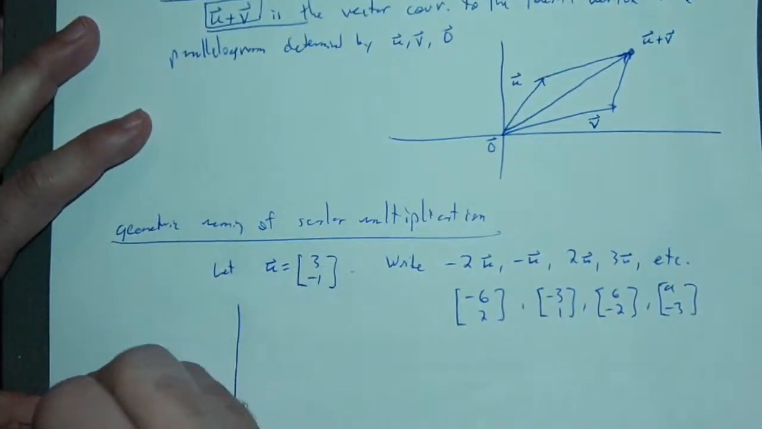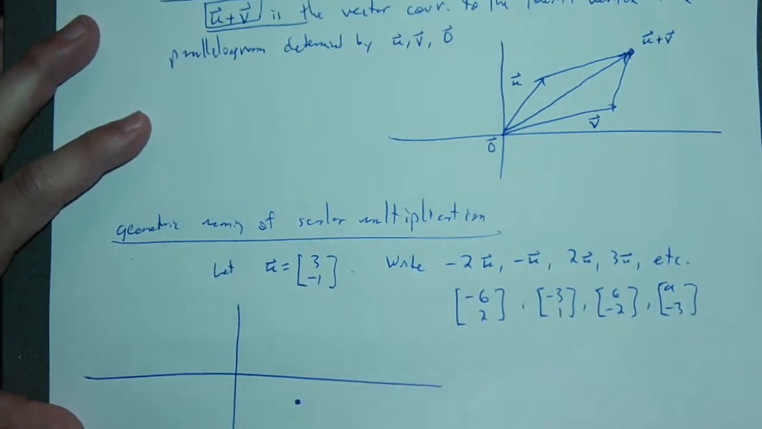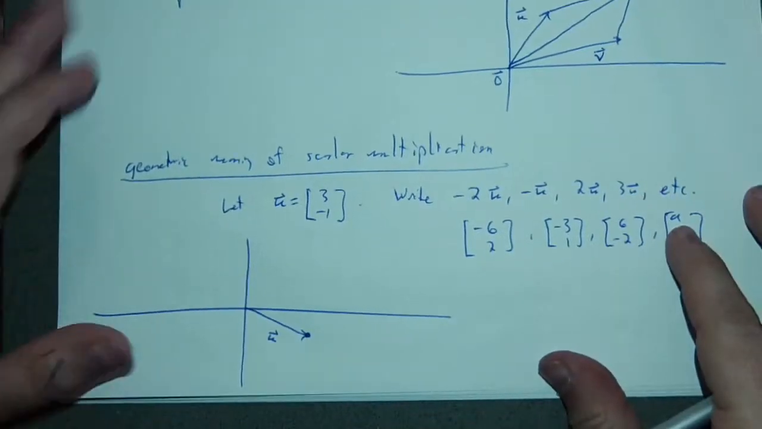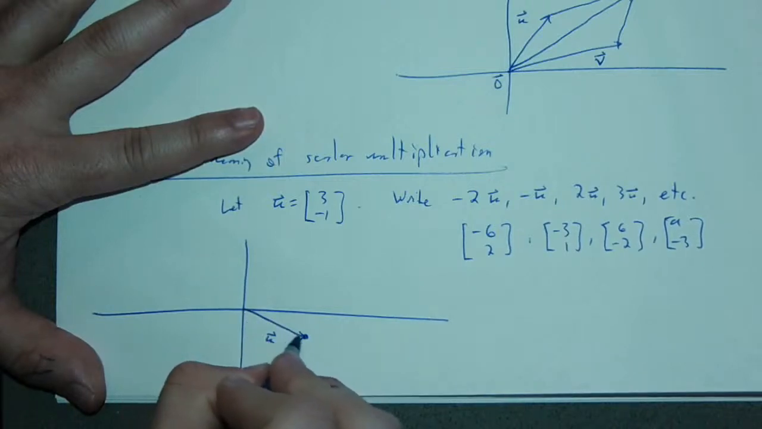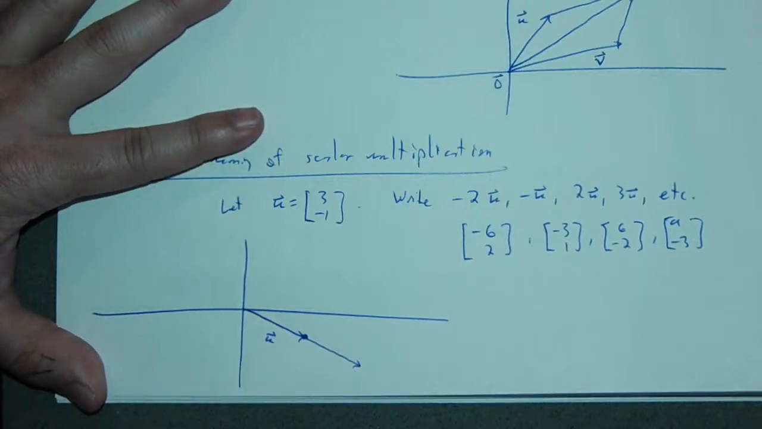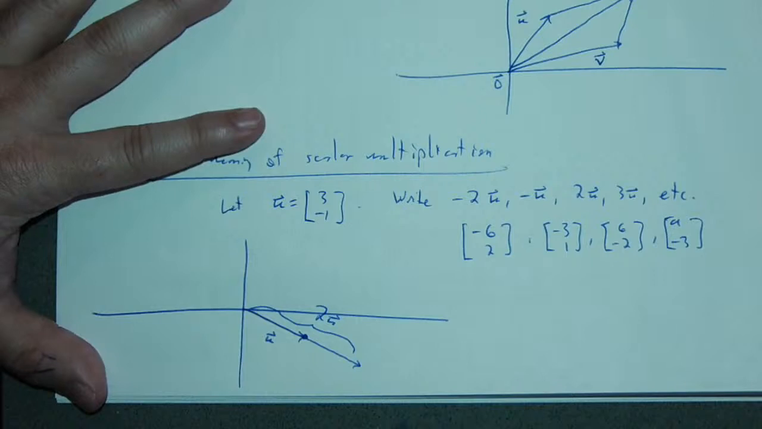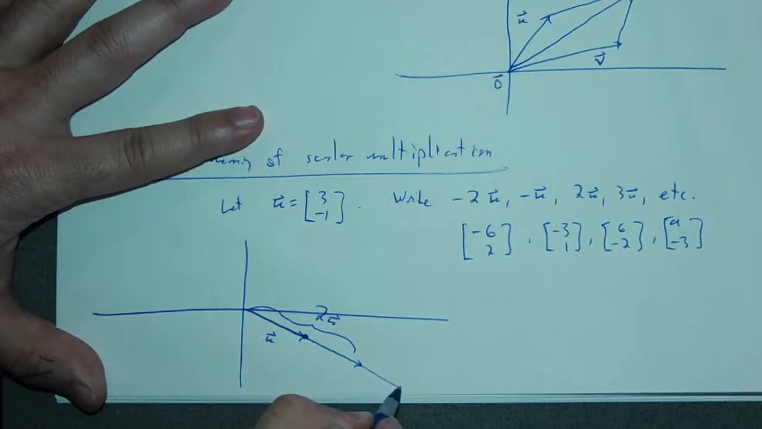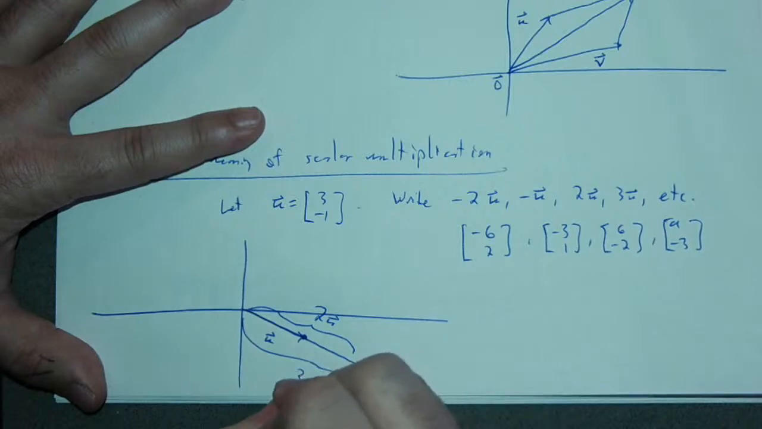But what does this look like if I actually write this out? So here's my picture. 3 minus 1, here's my u. Right? But if that's what u looks like, then what about 2u? Well, 2u is going to point in the same direction, but it's going to be twice as long. So this is 2u. And what about 3u? 3u is again going to point in the same direction, but it's going to be 3 times as long. So this whole thing is going to be 3u.